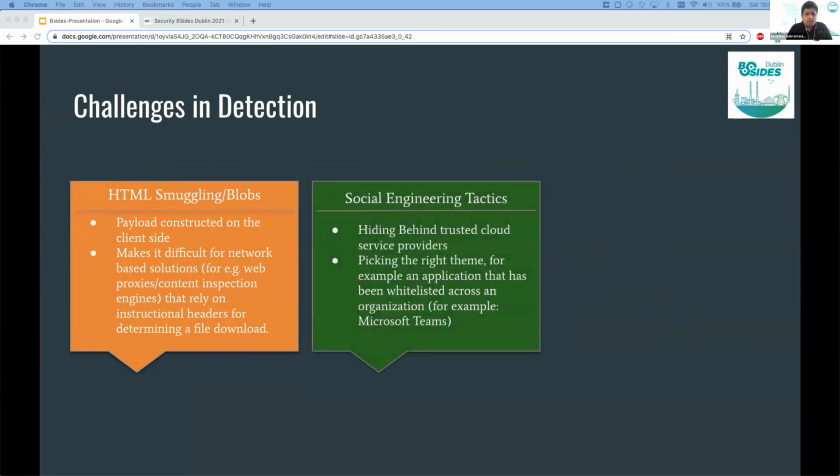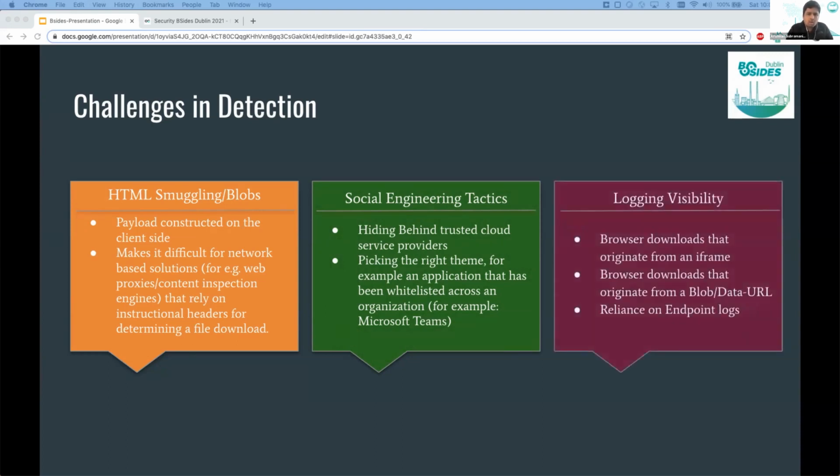Second bucket is the usage of social engineering tactics. I think attackers are using wise social engineering tactics in an attempt to defeat detection systems, and hiding behind trusted or known cloud service providers, or masquerading as legitimate application updates like Microsoft Teams, for example.